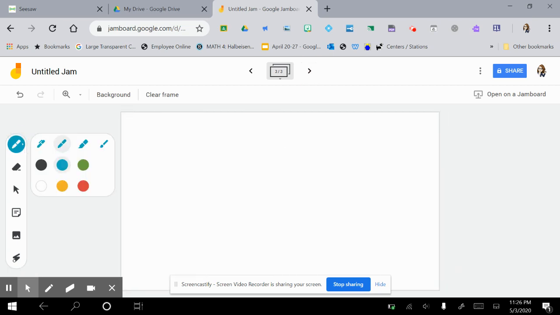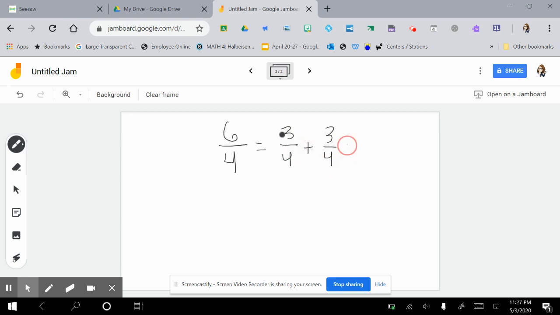And then just to wrap it up here, this time let's take 6/4. And the same thing, I'm going to decompose the 6/4. I'm going to say that's the same as 3/4 plus 3/4. And then I can say 6/4 is 3/4 plus 1/4 plus 1/4 plus 1/4.